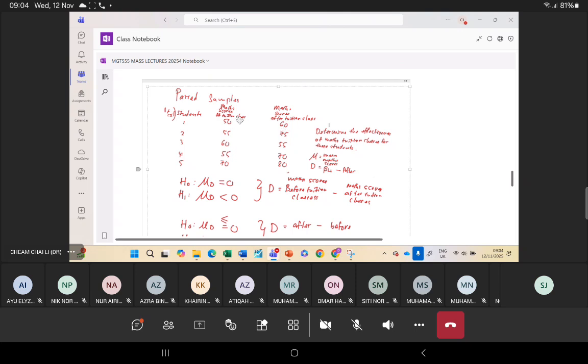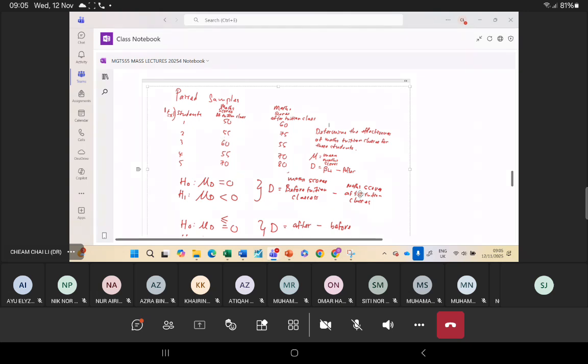They are saling berkaitan because these two marks, these two grades, come from the same student, the same individual. For example, student 1 before the tuition class, dia punya score adalah 50. After the tuition class, dia punya math score adalah 60. Same goes for the rest of the students. So in this situation, the scores are matched with the same student, student number 1. Student number 2 scored 55 before the tuition class, 75 after the tuition class. So yang ni adalah paired sample.